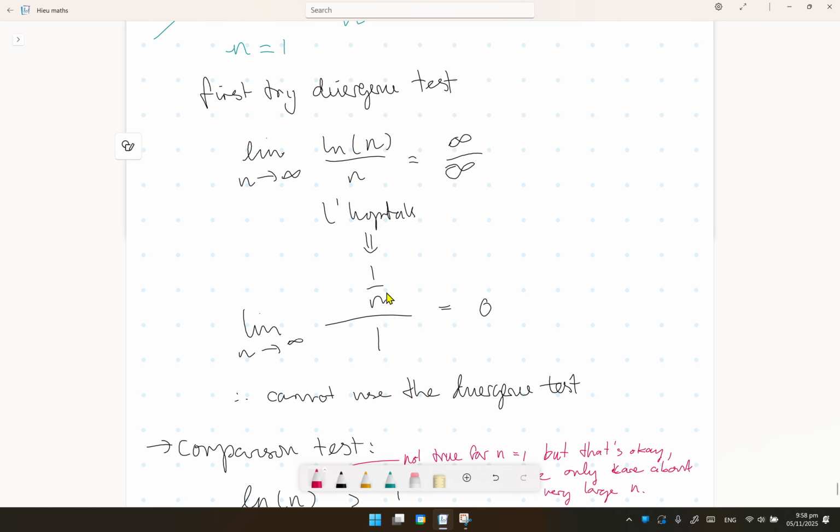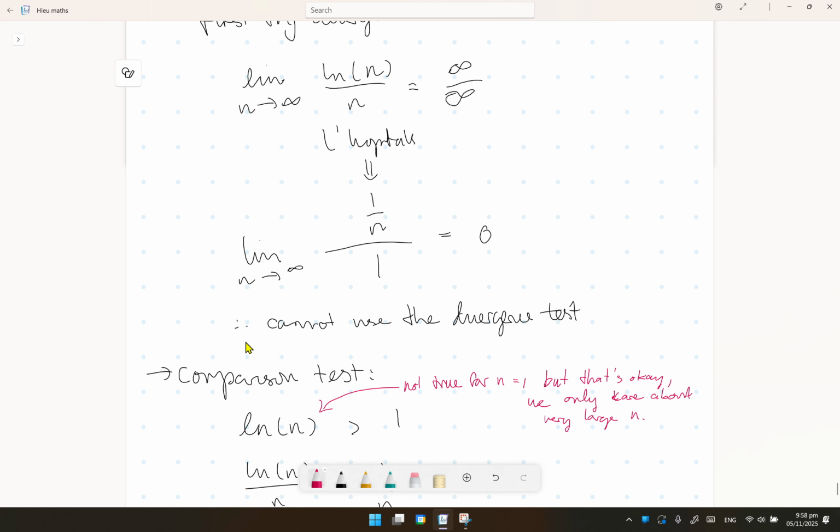So we do L'Hopital's. This gets us 1 over n over 1. If you let n go to infinity, that's 0 over 1, which is equal to 0. And therefore, the divergence test gives us nothing. It doesn't tell us whether the sum to infinity is divergent or convergent. So therefore, we're going to have to do it through some other ways.